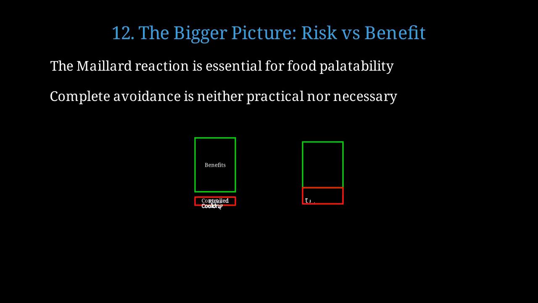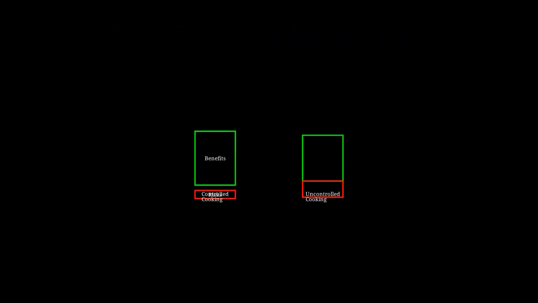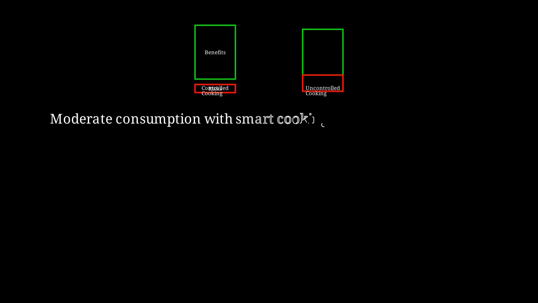Here's a comparison. With controlled cooking techniques, we maximize benefits while minimizing risks. Uncontrolled high-temperature cooking increases risk without proportional benefit increase. The key is moderate consumption combined with smart cooking techniques we've discussed.